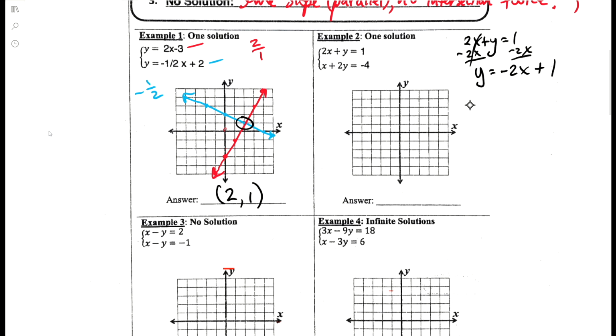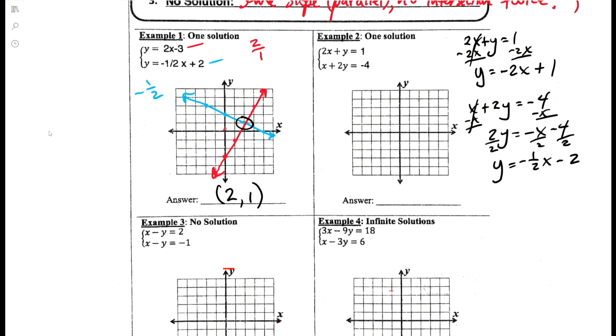And now here's the second line, x plus 2y equals -4, and we'll just take away x as a first step, making a 0 there. And so it's -x minus 4, but then we'll divide everything by 2. So y is -1/2 x minus 2. Okay, so again, we'll do one in red, and we'll do the other line in blue.